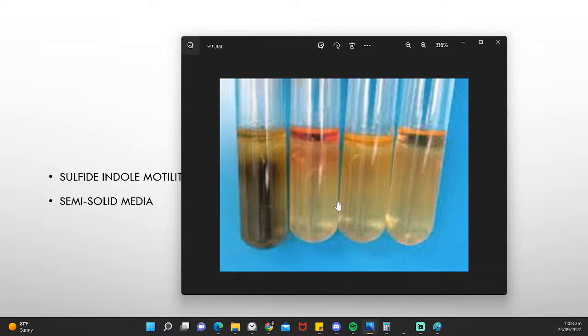Okay? Now, I'm going to ask you guys, what did we add here? On the second tube. Why is it color red? Sulfide indole motility. A SIM media will never be complete, or a test for SIM or test for motility will never be complete without this one. My first question is, why is it red?